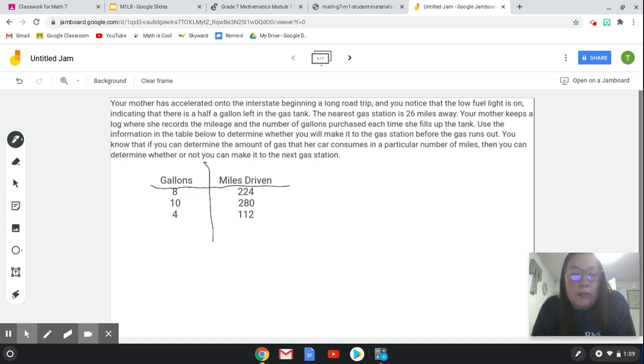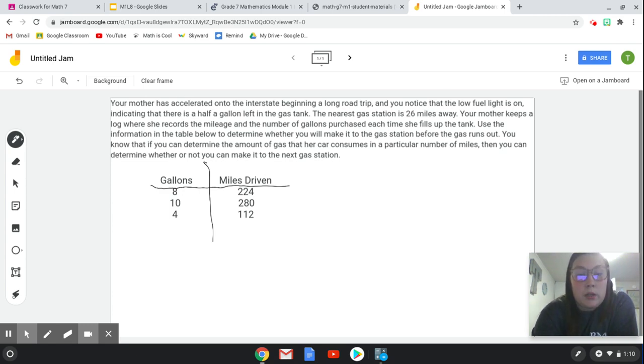And here's a little bit of the log. They give you the gallons compared to the miles driven. When she had 8 gallons, she drove 224 miles. When she had 10 gallons, she drove 280 miles. When she had 4 gallons, she drove 112 miles. So question A says, find the constant of proportionality and explain what it represents in this situation. To find that constant of proportionality, we're going to be doing the same thing we've been doing with unit rates.